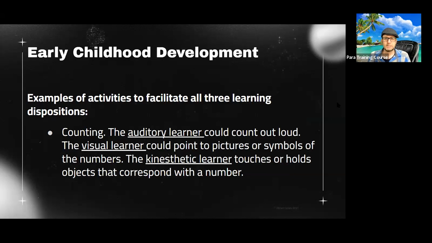There's another one, counting. The auditory learner could count out loud. The visual learner could point to pictures or symbols of the numbers. And the kinesthetic learner touches or holds objects that correspond with a number, like numbered blocks, for example. And as they get older, maybe dice.